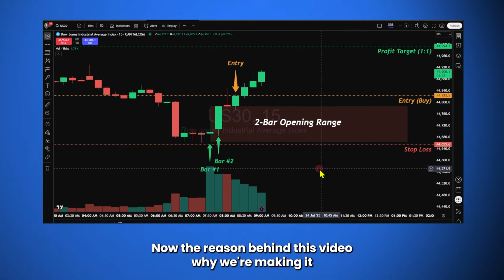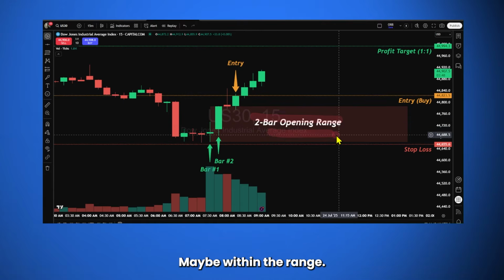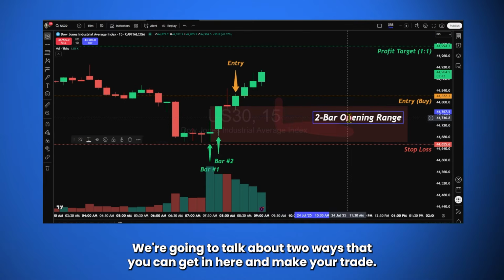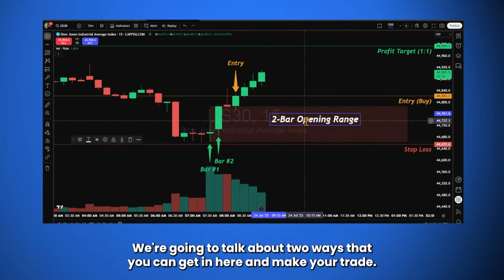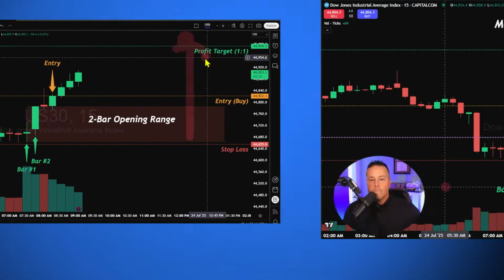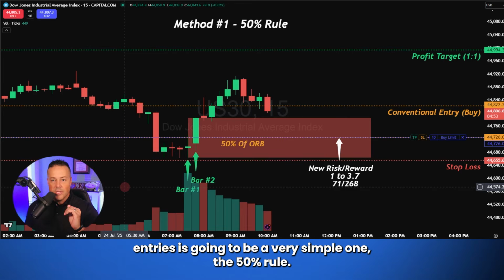Now, the reason behind this video, why we're making it, is we're going to talk about how to improve your entries, maybe within the range. Most of the time, we get triggered and then we pull back into this zone. We're going to talk about 2 ways that you can get in here and make your trade maybe with a little bit better entry and flip this risk versus reward in your favor. Okay, the first method that we're going to talk about on how to improve your ORB entries is going to be a very simple one, the 50% rule.